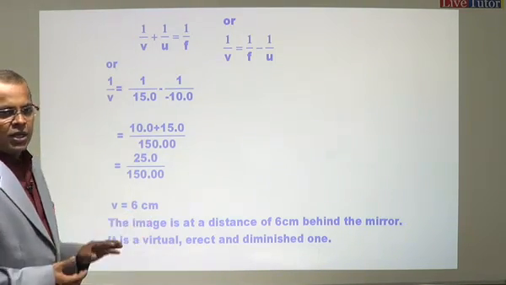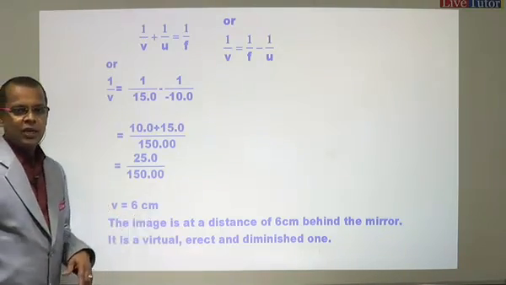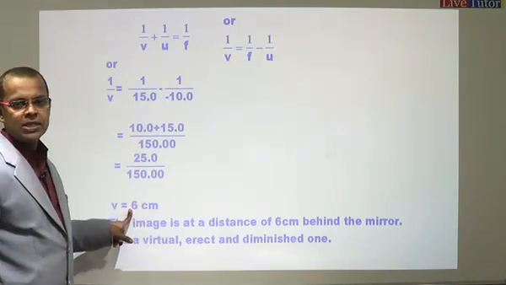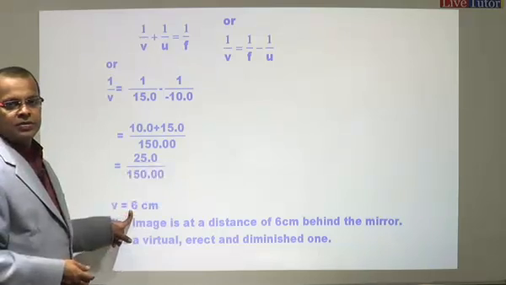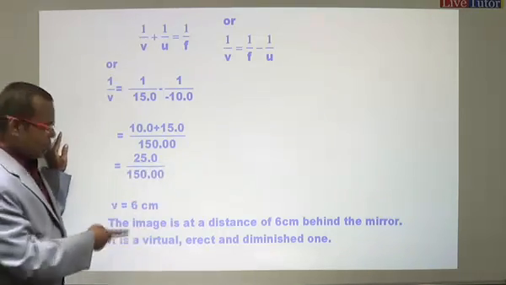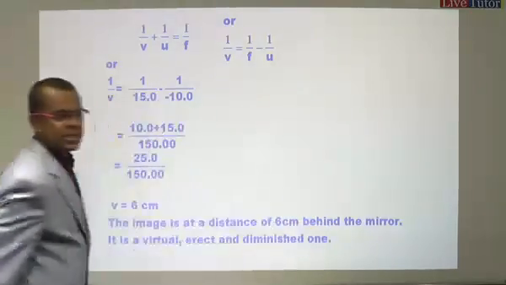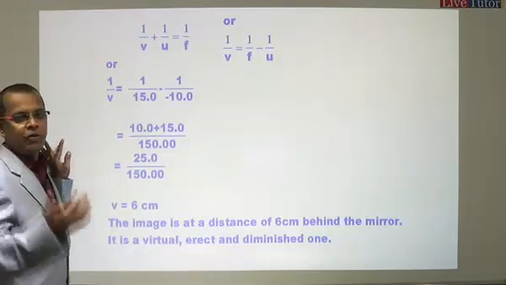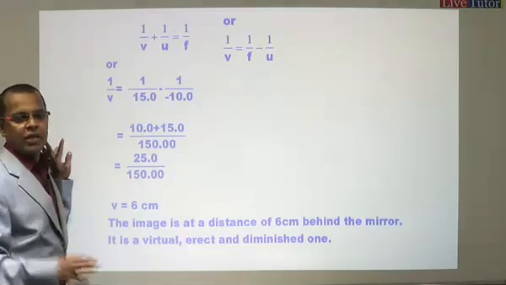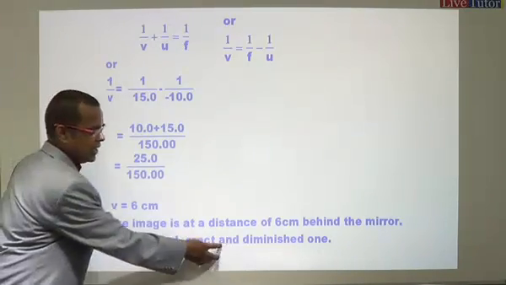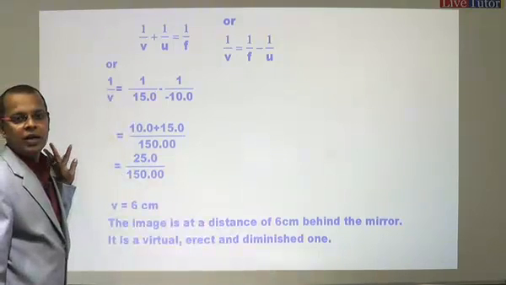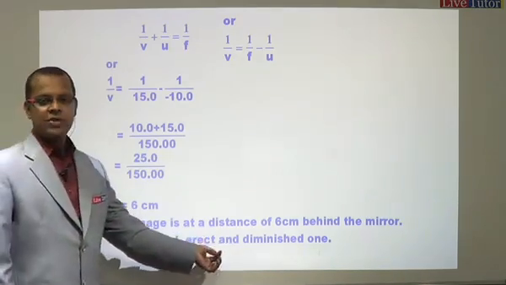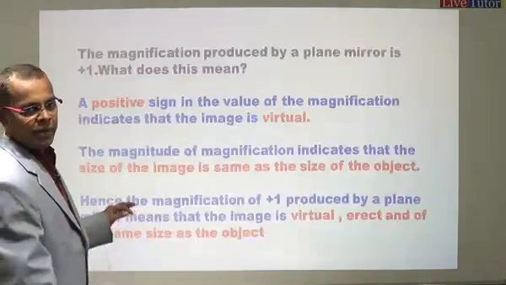Is that clear now? So from this image distance 6 centimeter, you can clearly say that since it is a positive value, the image is on the right side. That means behind the mirror. So by looking at that only, we have to say the image is behind the mirror, 6 centimeters behind the mirror. And it is a virtual one because since it is behind the mirror, we can see the image in the mirror. We cannot get that on the screen. And it is erect, and it is diminished. So these are the points you have to remember about the image.